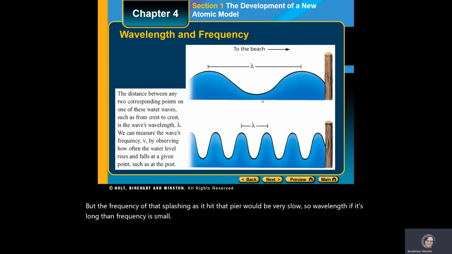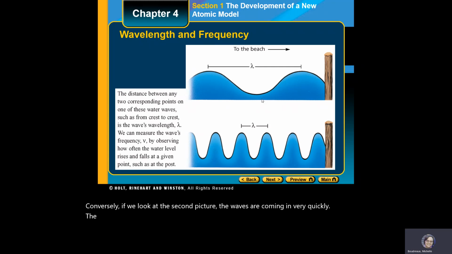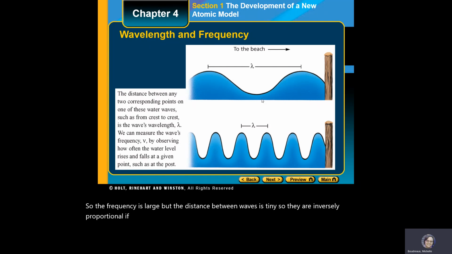Conversely, if we look at the second picture, the waves are coming in very quickly. The frequency of the waves hitting the pier is high. So the frequency is large, but the distance between waves is tiny. So they are inversely proportional. If one is high, the other is low.